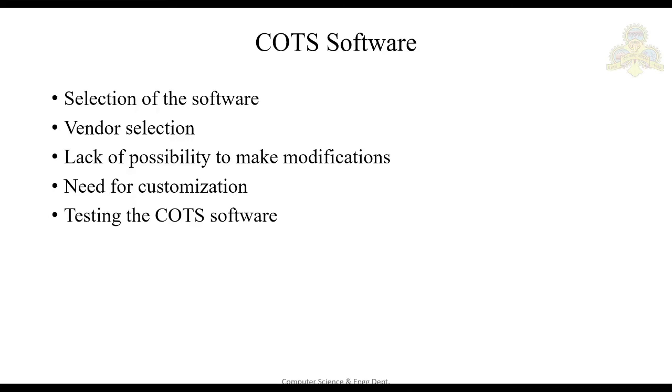And the last one, of course, is the cost of the software. So you have to compare. If you have multiple vendors, you have to compare what is the best price they are giving for your software. Okay. The next one here is lack of possibility to make modifications.